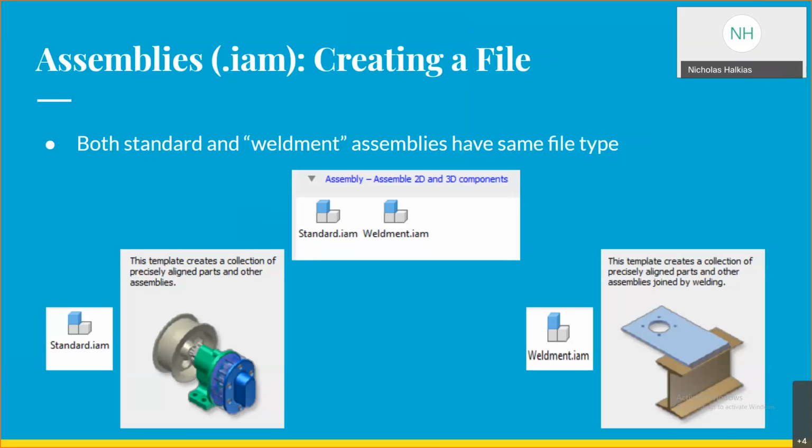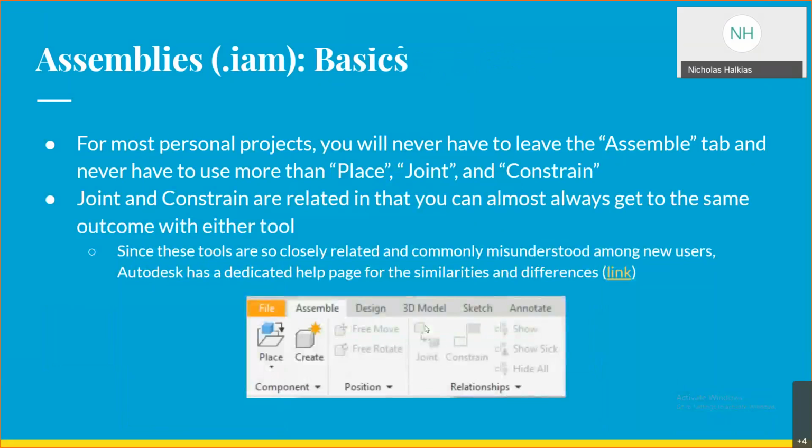Or you have a weldment, which is specifically made for parts to be welded together. It's not joined by nuts and bolts, screws, whatever. It's specifically welding. For our example, we're going to be doing a standard assembly, not a weldment, but again, you had that opportunity. So some of the basics. For any personal project that you're making, for whatever you are making, you will probably never have to leave the Assemble tab, and then you'll probably never have to use anything more than the Place tab and the Joint and Constraint tabs or tools.